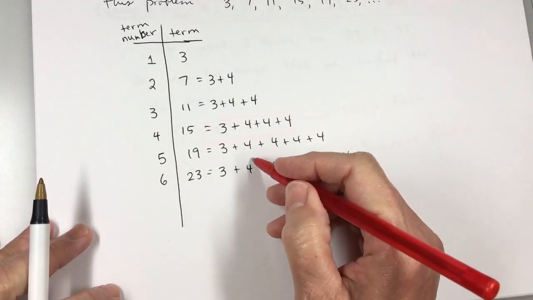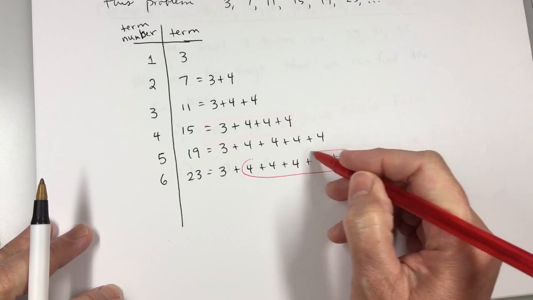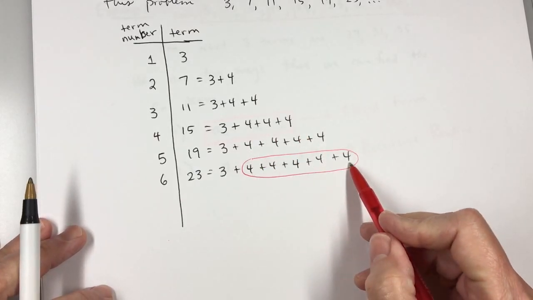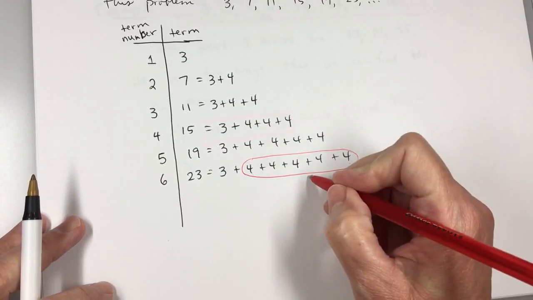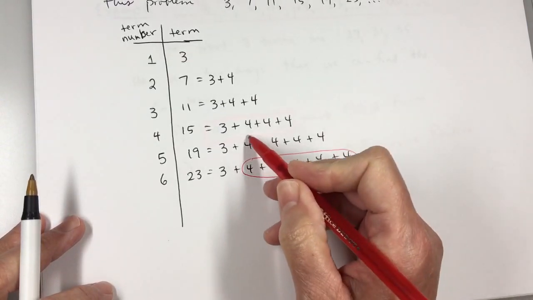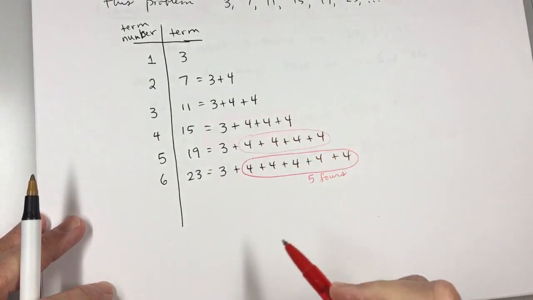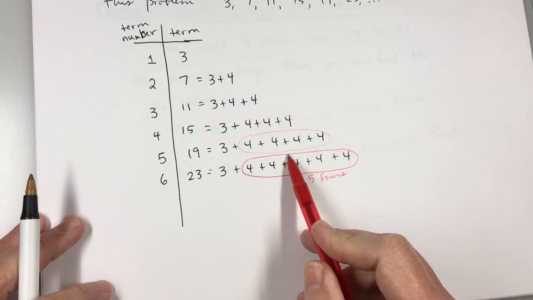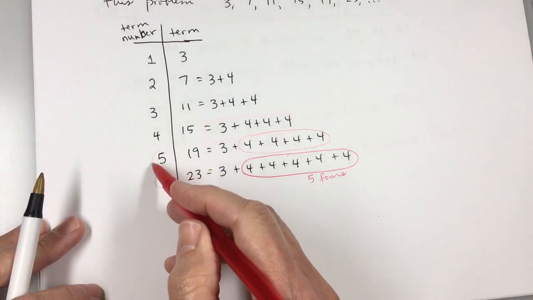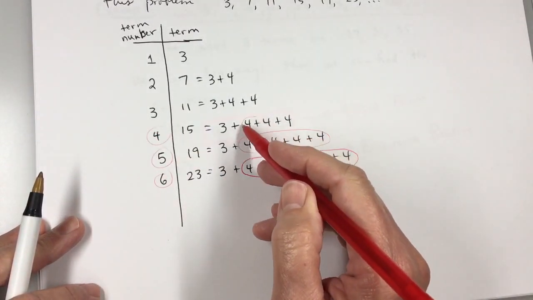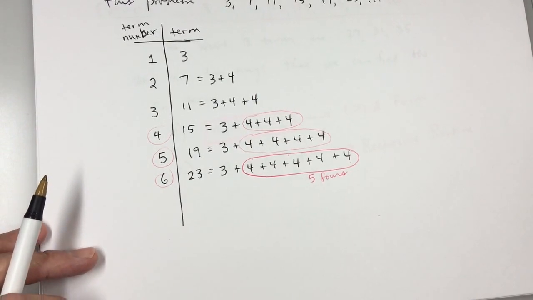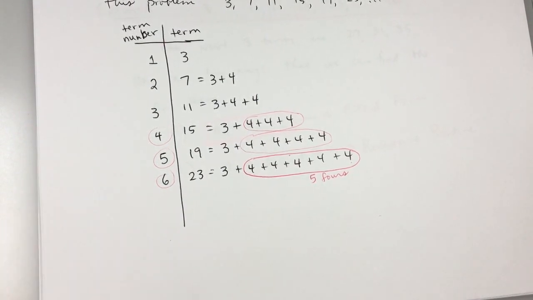Look at the number of 4s. What was it right here? 1, 2, 3, 4, 5. 5 of them. 5 4s. And what about on the previous step? There were 4 4s. How does this relate to the term number? On this one there were 3 4s. And that is 1 less than the term number.